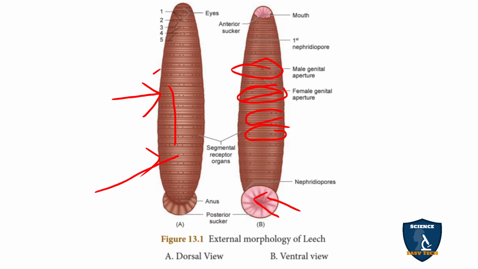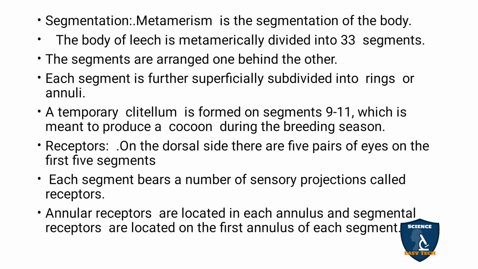You can see here in the 9th segment, you will get the region called clitellum, from the 9th to 11th. It is a temporary clitellum region and it is produced in the cocoon stage, that too during the breeding season. Breeding means production of young ones. In the cocoon stage only you can see the clitellum, 9 to 11.